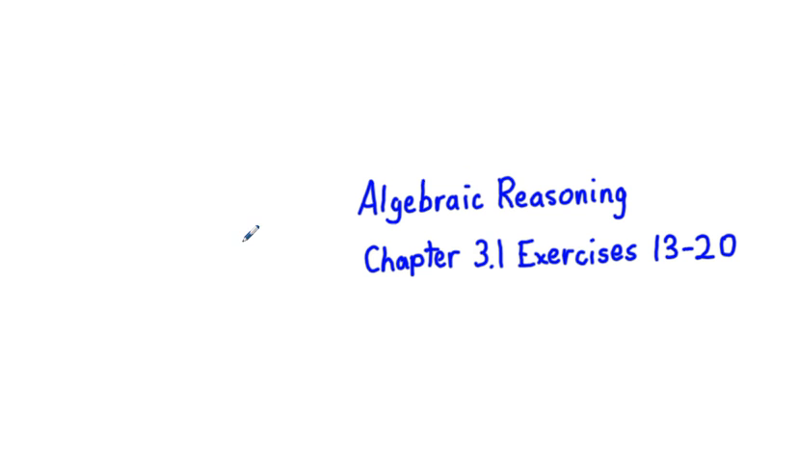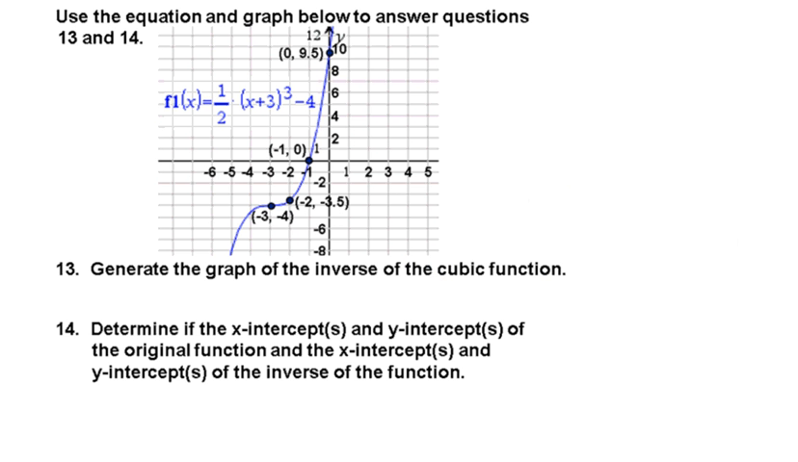This is Algebraic Reasoning, Chapter 3.1, exercises 13 through 20. This exercise set has to do with determining inverses of functions. It is a follow-up to the one on problems 1 through 12. I'm going to do 13 and 14 and 17 and 19, I believe, in this video lesson.